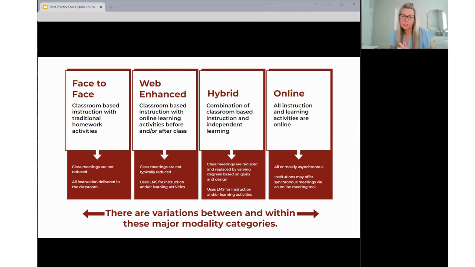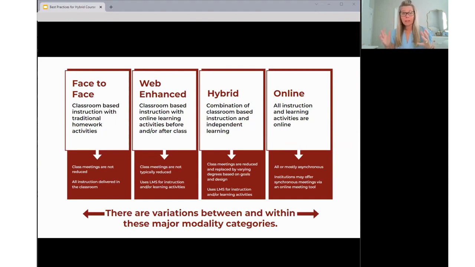So again, lots of variations within each modality, and the course learning outcomes, the student characteristics, and the content should really be heavily considered when making a decision to possibly transition a traditional face-to-face class to a hybrid modality. So there are a lot of considerations to keep in mind.